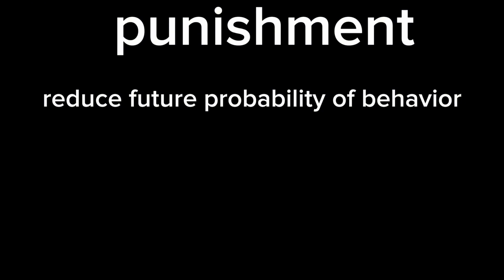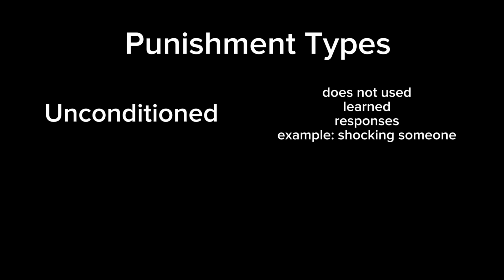Now that we talked about the golden child of differential reinforcement, now it's time to talk about the sibling that no one likes, punishment. Punishment tries to reduce the future probability of a behavior. One example of a punishment is an unconditioned punishment. This does not use anything that has been conditioned. So this would be focusing on bodily reactions such as pain, shock, satisfaction.